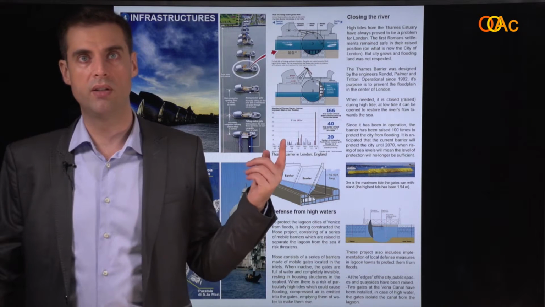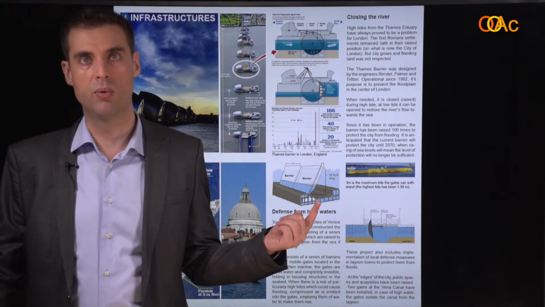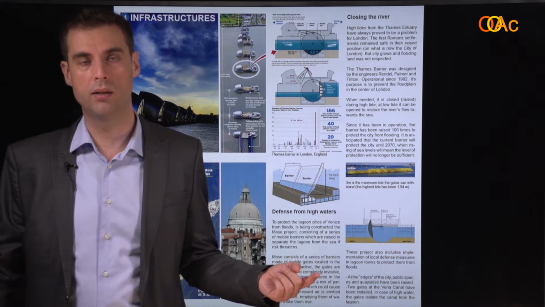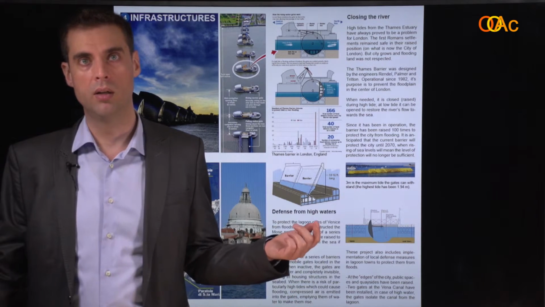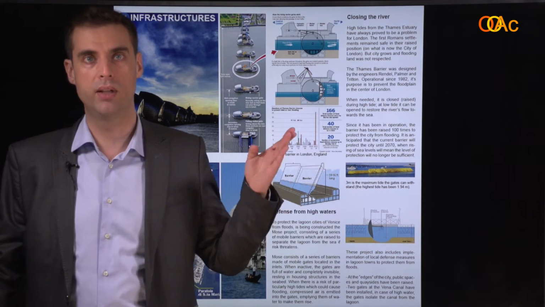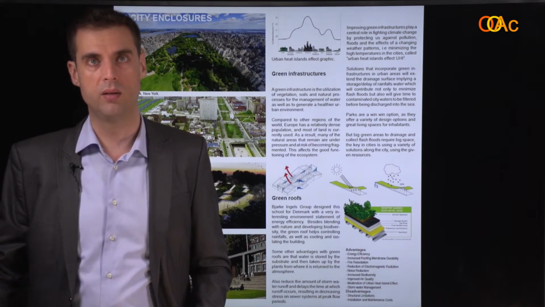A number of other solutions have been studied. For example, walls that can open and close like this, that are kind of temporary walls along the river, and then when there is a flood, they can just flip open and protect the city.